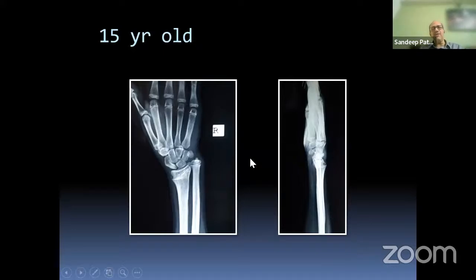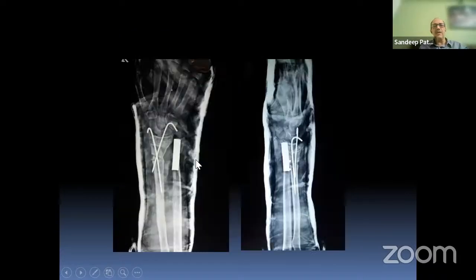Now the same kind of injury in a 15-year-old. See, now at 15, the growth remaining is very minimal. Okay, so what I can do is I can do acute correction and just resect the distal ulna. Okay, so I did a 1 centimeter shortening of the ulna.